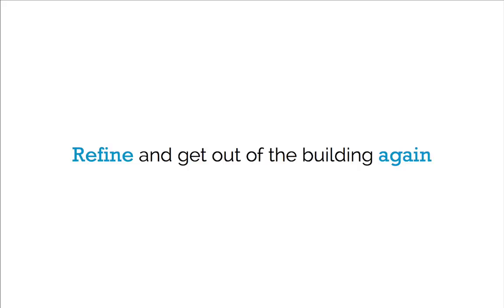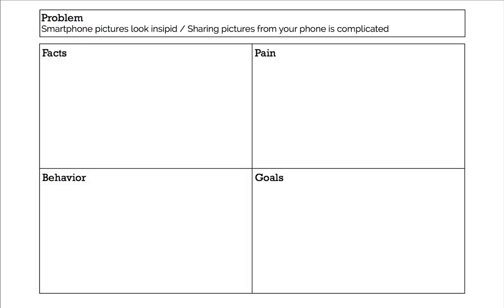This getting out of the building might take some time, and you might have to refine your hypotheses several times. But this is great, this will bring you a lot of insights. Once you've validated your problem and customer hypothesis, you can go back to your persona and fill it with everything you've learned. So let's see what ours would be like. We'll start by writing down the problem we've validated just above the persona.